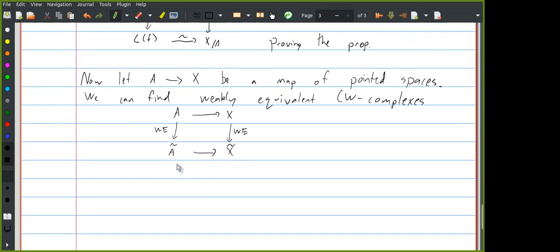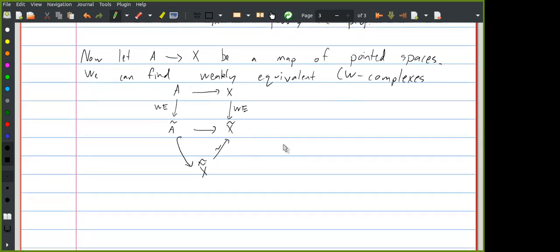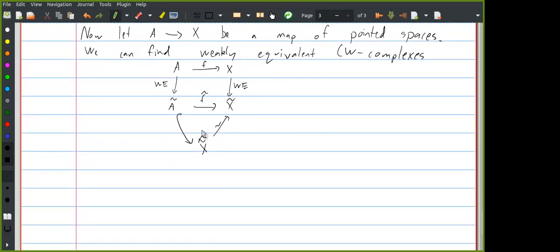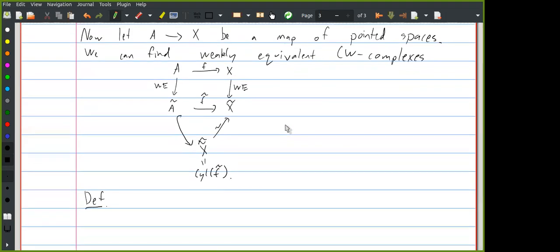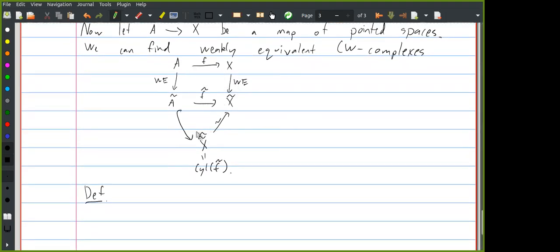Moreover, if we have a map between CW complexes, then we can find a homotopy equivalent CW complex, X double tilde, such that we can factor this map as the composite of a CW inclusion and a homotopy equivalence. So for example, if this map is F and this is F tilde, this could be the mapping cylinder of F tilde. Essentially what we are doing here is replacing our original map F with a weakly equivalent map, which is a CW inclusion.